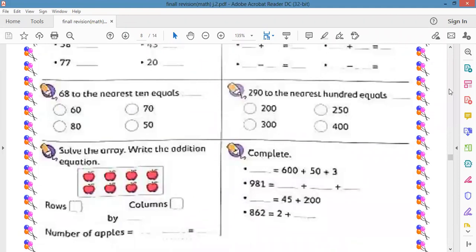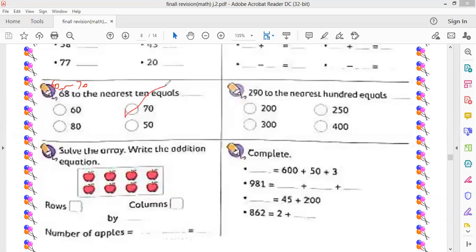So 68 to the nearest 10. What is the 10 before and 10 after? We have here 60 and the 10 after 70. We have here 8 in ones. 8 is greedy, we know that 5 or more, we take the greatest number. 5, 6, 7, 8, 9 in ones, we take the greatest number. So we take 70.